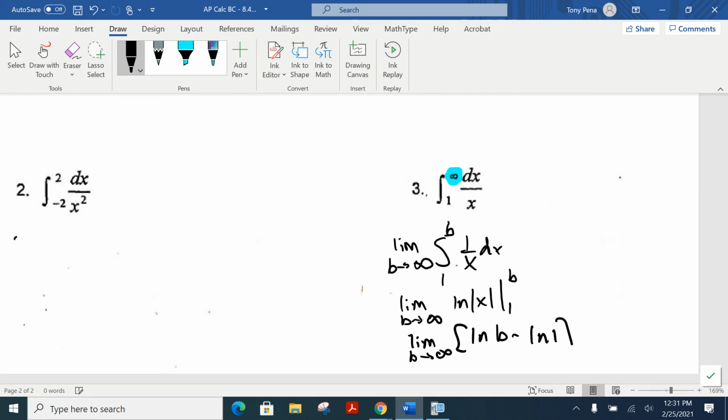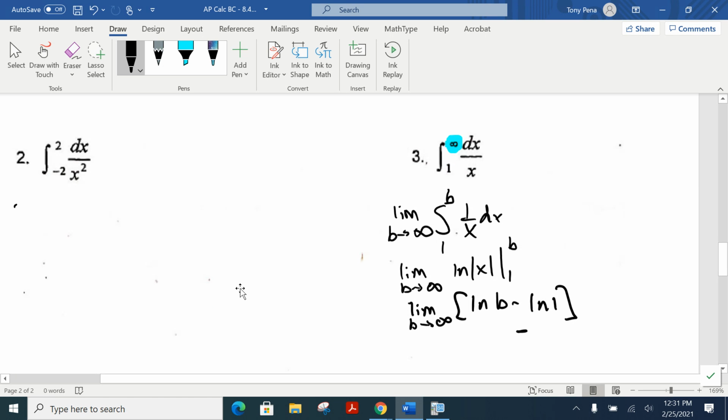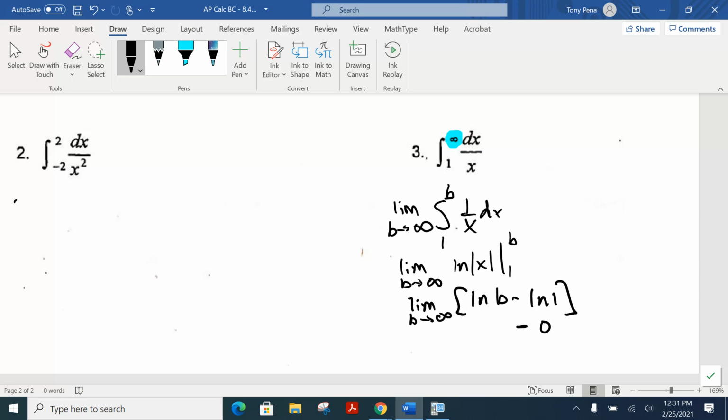Like this. And we now know that we're definitely going to get a minus 0 because the natural log of 1 is 0. And then the question would depend upon what happens here. So what happens as our b goes to infinity? This is a really common one. You're going to want to recall what the natural log curve looks like.